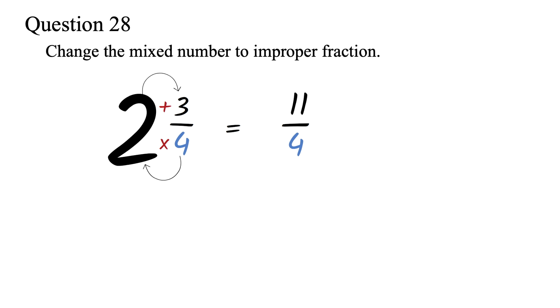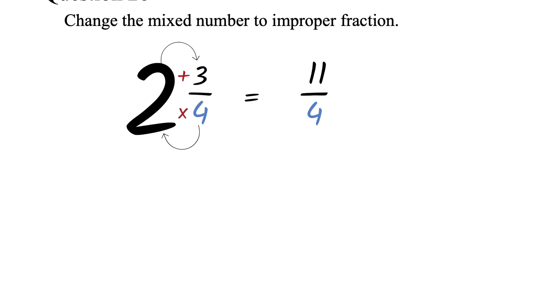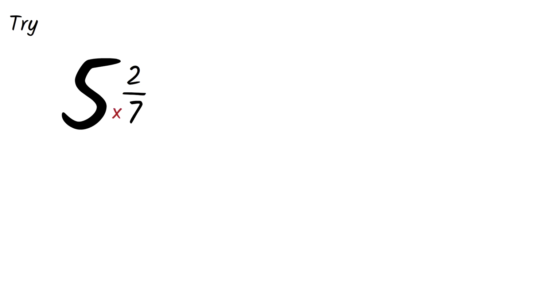The difficulty here is remembering the steps. Most students are able to follow along, but they forget how to do it during the test. Please try this: 5 whole number, 2 over 7. Pause the video and try it. We will have 7 times 5, which is 35. Then we will add the 2 to it. This will give us 37 over 7 as our answer.